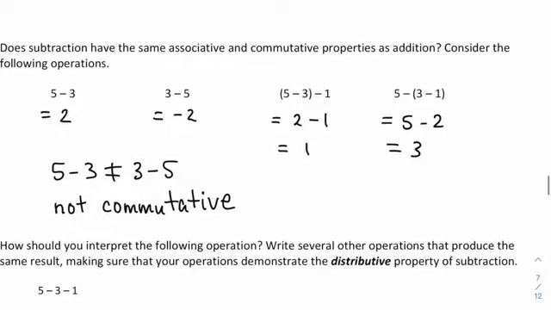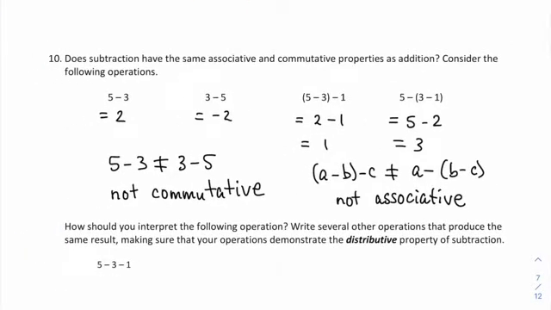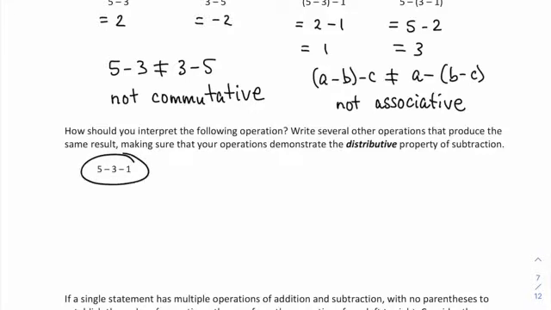So in general, A minus B minus C is not the same thing as A minus and then B minus C first. So subtraction, we say, is not associative either. Okay, so what do you do when you see 5 minus 3 minus 1 and no parentheses? How do you interpret this?